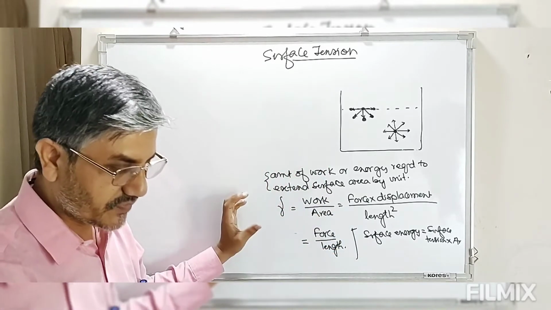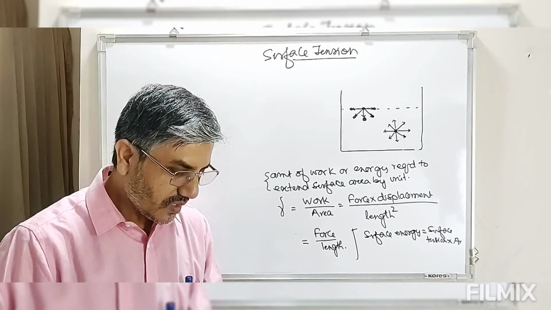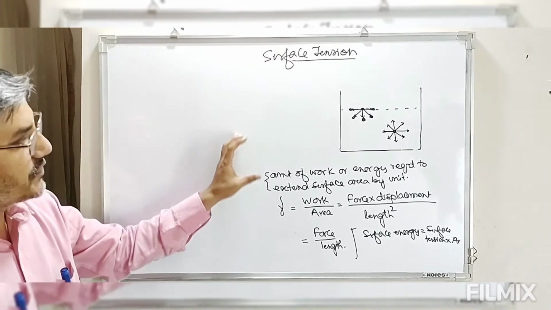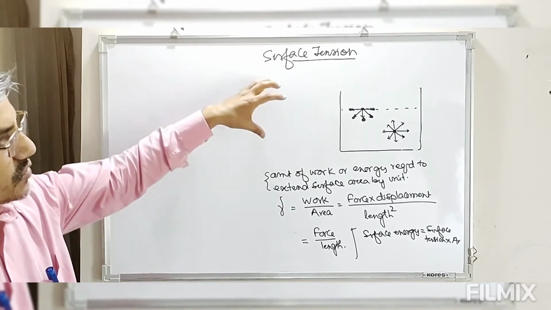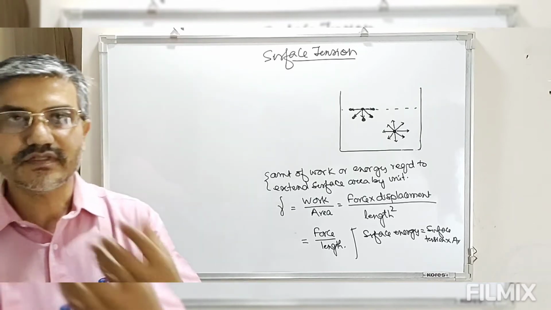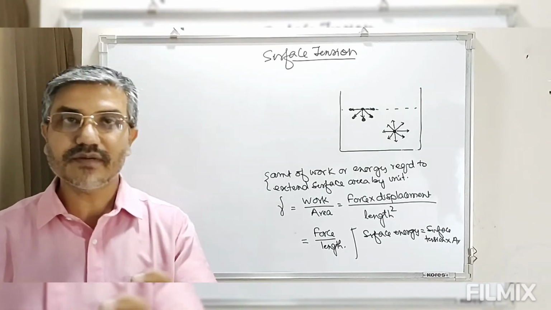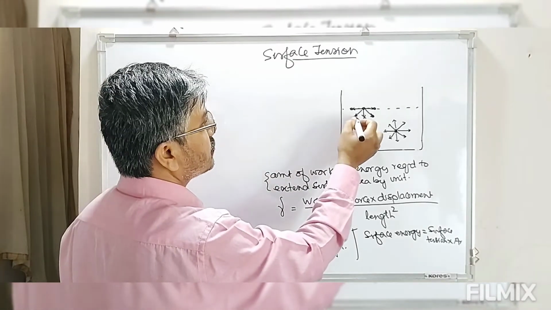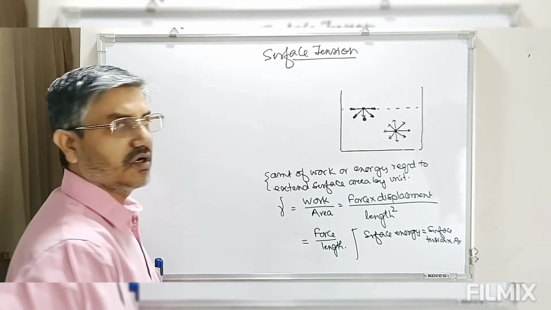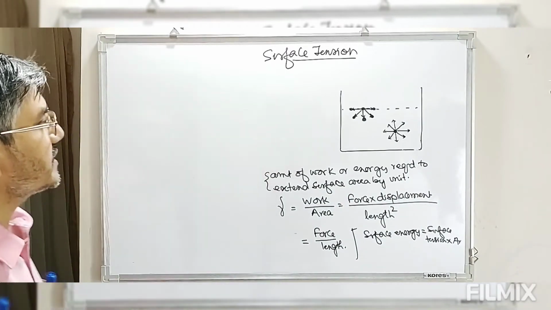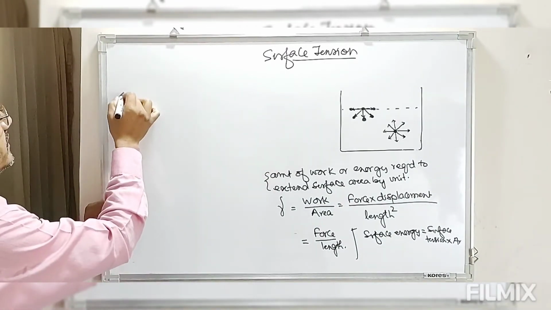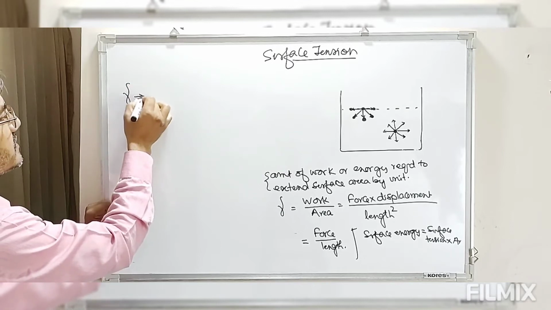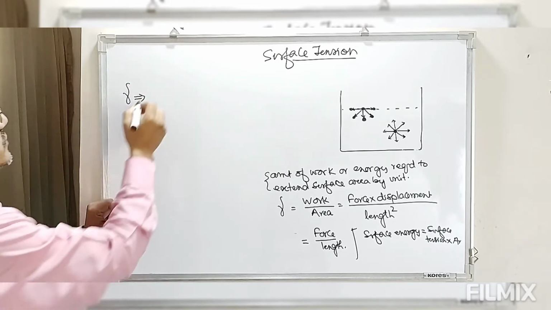Now once we have this surface tension, look at this. Because of surface tension, liquid will try to assume minimum surface area. This surface tension is because of the net downward force. That means surface tension is a measure of intermolecular attractive force.